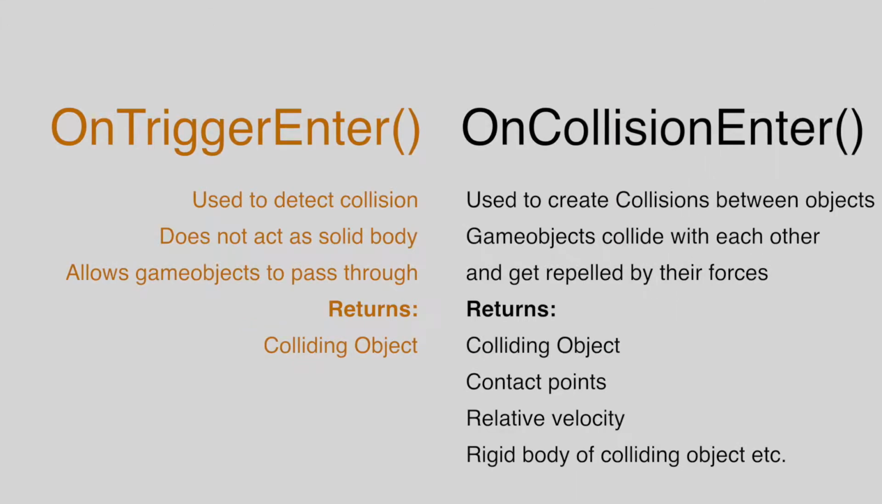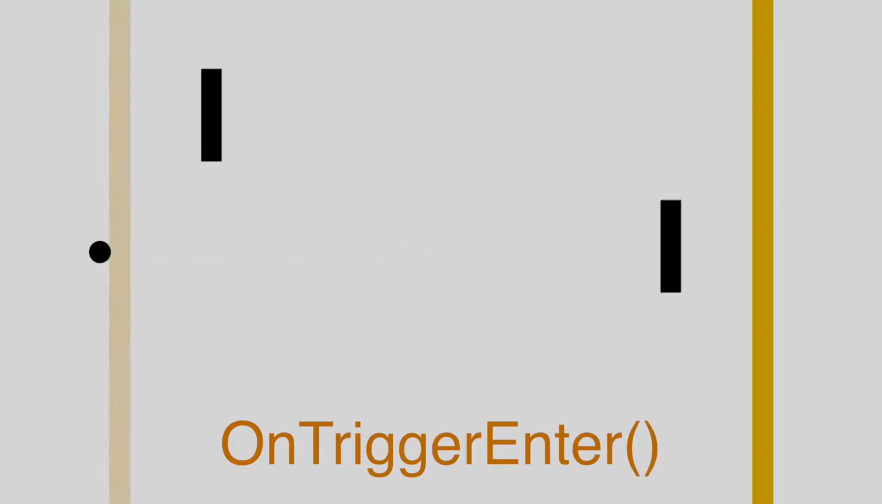These two methods are very different. OnTriggerEnter will only tell you about the collider of the object our ball touched, while OnCollisionEnter will tell you about the collision event, with information about at which exact point the collision occurred, at what speed, and so on. In our case, we only want to know about the gates the ball goes through. And for that, we are going to use the OnTriggerEnter method.